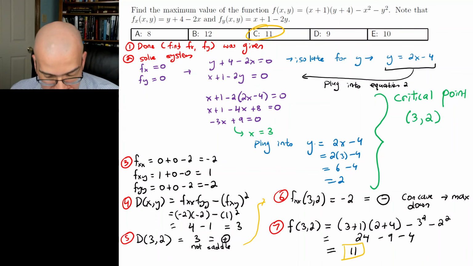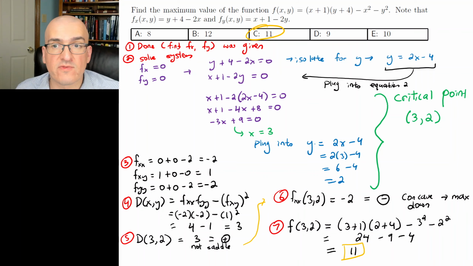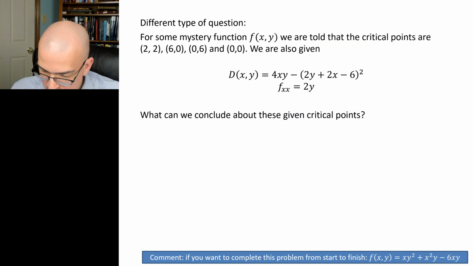So option C. And in truth, we do not need to do steps 3, 4, 5, and 6. Because there was only one critical point, and the question kind of gave us a hint, find the maximum value of the function. We just need to plug in 3, 2 into f of x, y. All right.